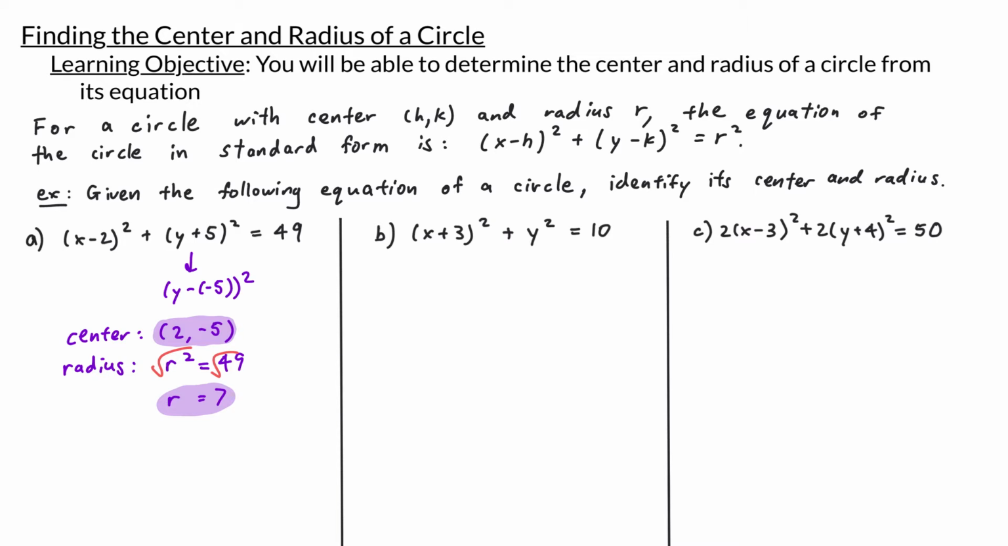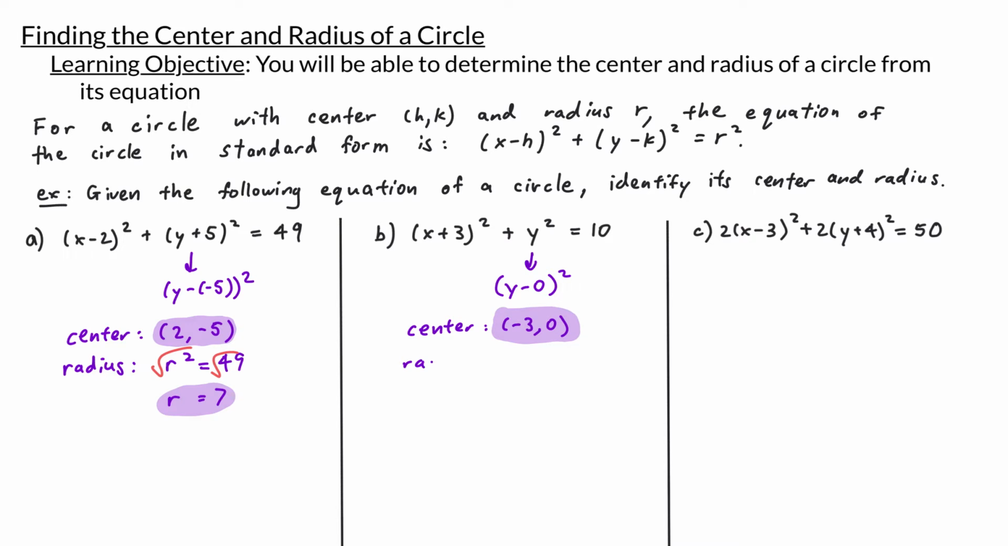For our y though, there's no number that's with the y. So when that's the case, we can always think about this as y minus 0 squared. So the number that's with the y is 0, which means that the y-coordinate for our center is 0. So for this circle, we have the center negative 3, 0.